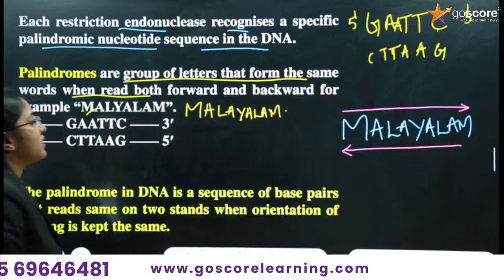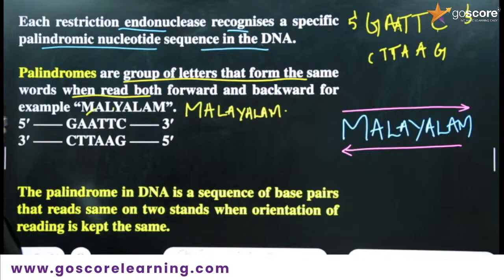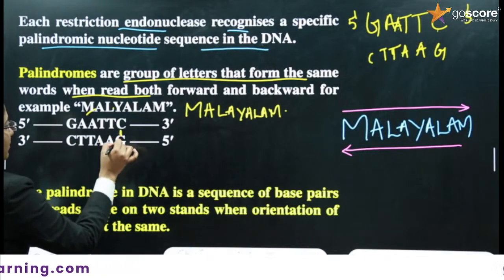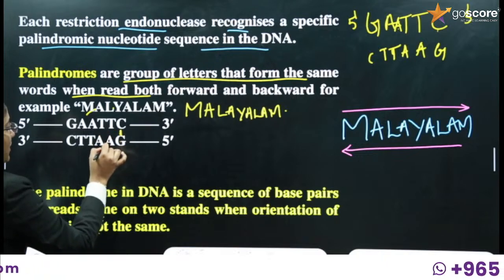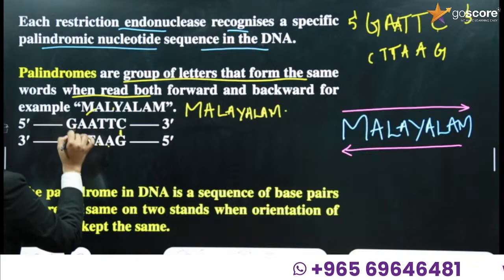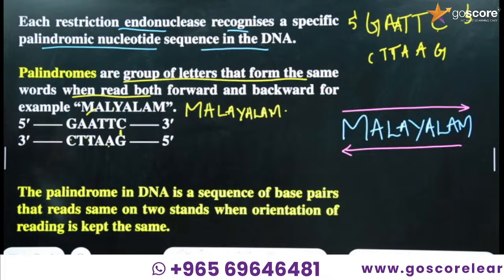Okay, and also what is given here? Given here is GAATTC. What is GAATTC? Cytosine pairs with guanine, thymine pairs with adenine, thymine pairs with adenine, adenine pairs with thymine, adenine pairs with thymine, and guanine pairs with cytosine, which we can read back as a palindrome sequence.